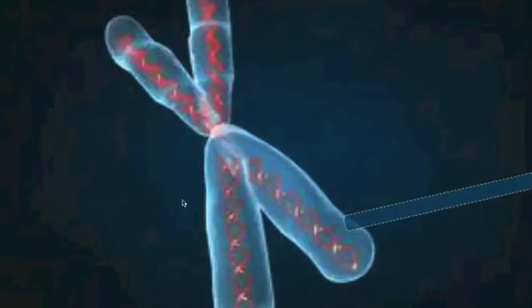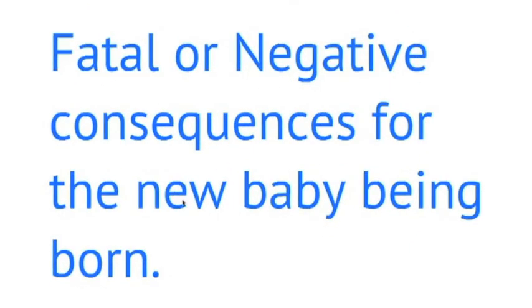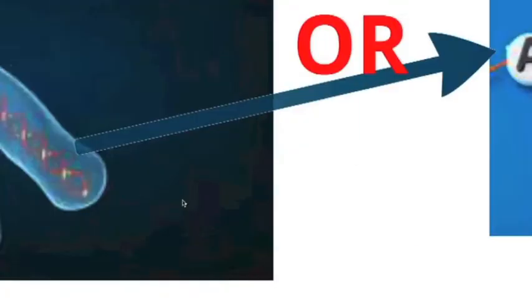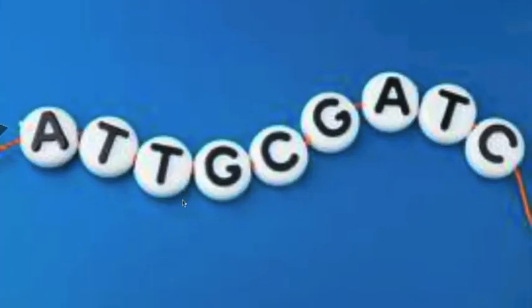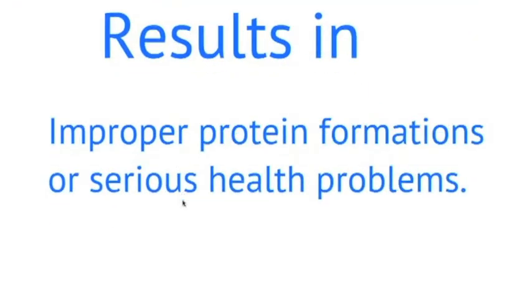Remember, we spoke about chromosomal mutations, what will happen to a chromosome like this one, and it can be fatal to that baby being born, or also it can be a negative consequence. Or we can have a gene mutation, and the nitrogen bases are represented here by this necklace, and this can result in an improper protein formation or a serious health problem in the future for that individual.